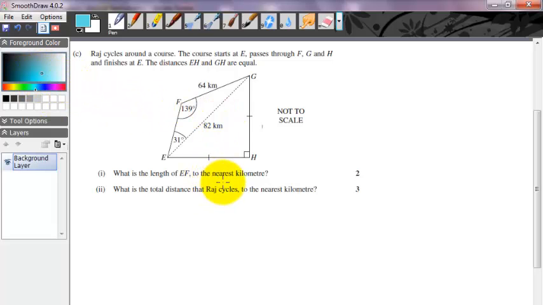What is the length of EF to the nearest kilometer? Okay, we're just trying to find this. So we'll label that as X. That's usually the way I would do it, right? We're trying to work out EF.